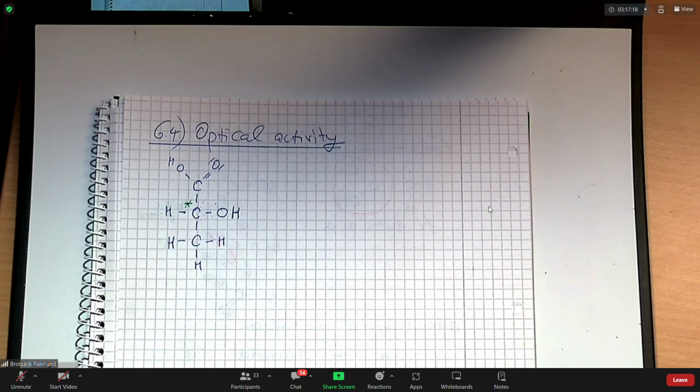Of course, it's an sp3 hybridization. So that is in the middle of the tetrahedron. At the edge of the tetrahedron, 4 different partners: CH3, OH, H, and COOH. This is what we call the optical center.